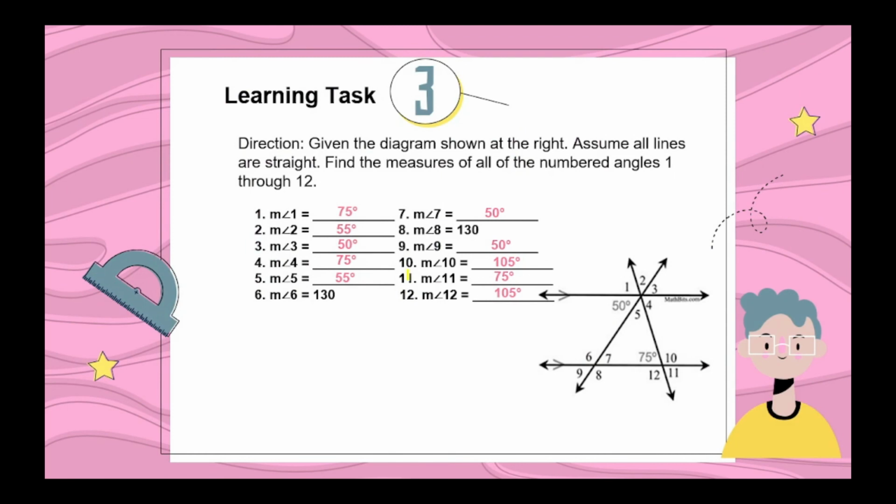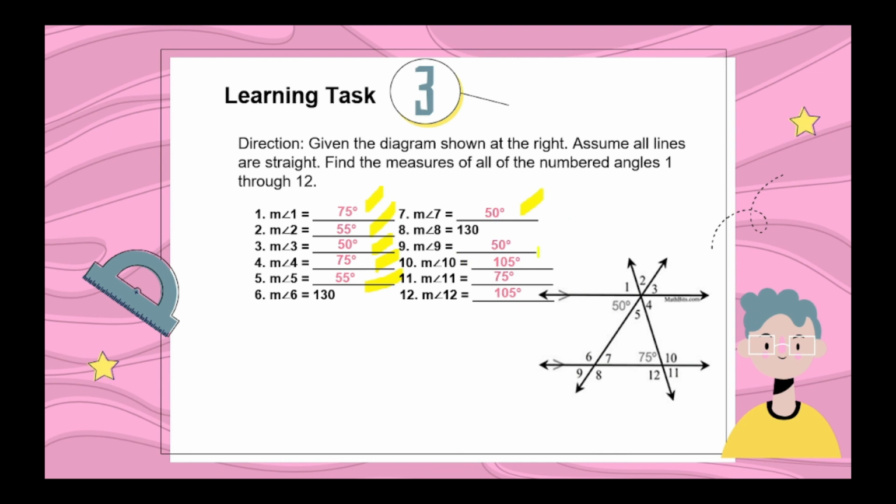Okay, so this is the correct answer. For number 1, the measure of angle 1 is 75 degrees. Number 2, the measure of angle 2 is 55 degrees. Number 3, the measure of angle 3 is 50 degrees. The measure of angle 4 is 75 degrees. The measure of angle 5 is 55 degrees. The measure of angle 7 is 50 degrees.